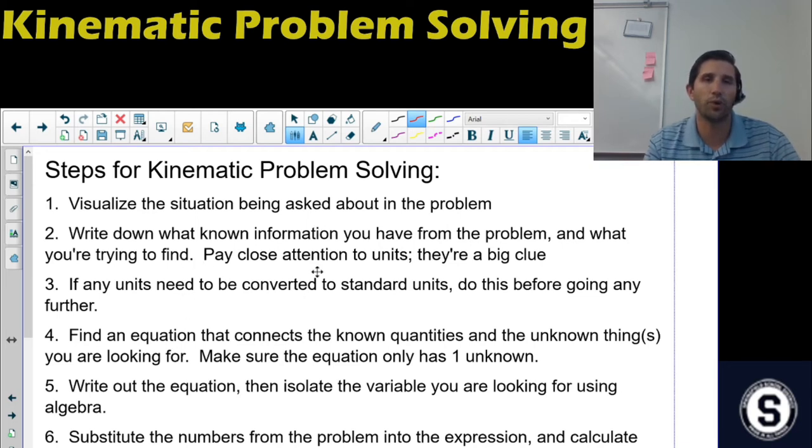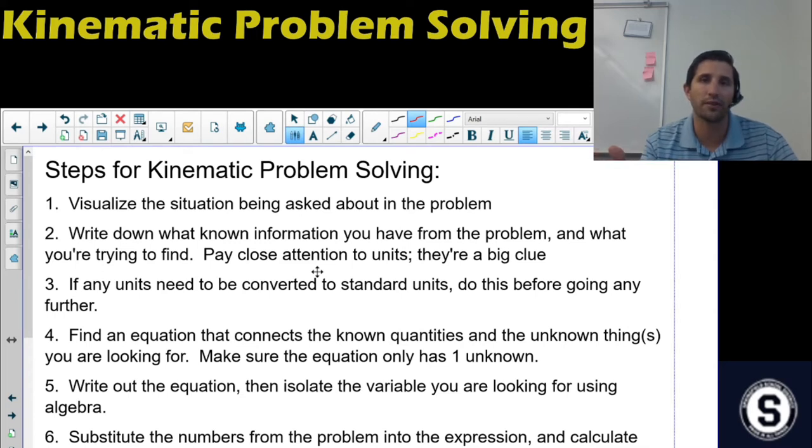Then it says write down what known information you have from the problem and what you're trying to find. Pay attention to units, they're a big clue. So you want to make a list. Every time you do one of these problems, write down a list and write down what things we're given, and what things we need to know. And the best way to be able to write that down accurately is to look at the units.